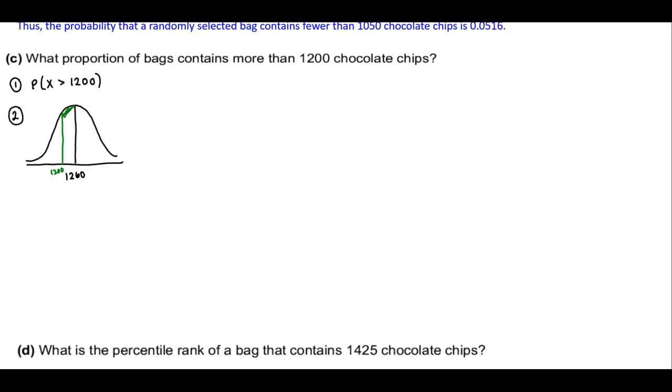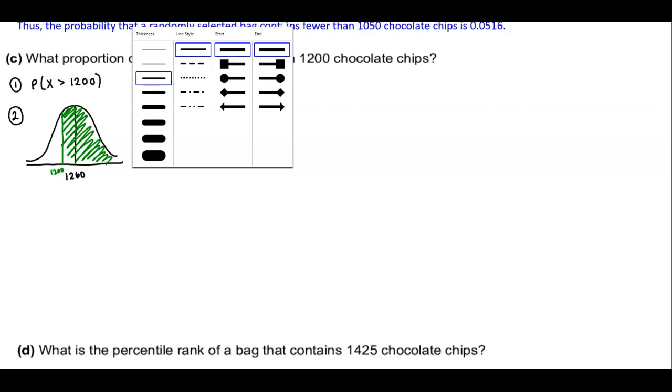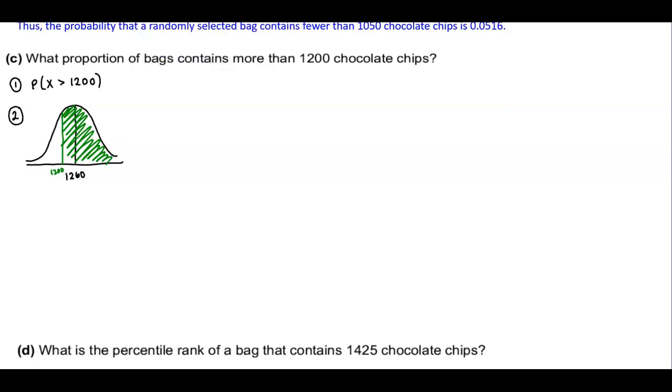We want to find the area that's greater than that value. So we're looking for that shaded region. In order to find the z-score, we know that X is equal to 1,200. We know that our mean is 1,260. And we know our standard deviation is 129.